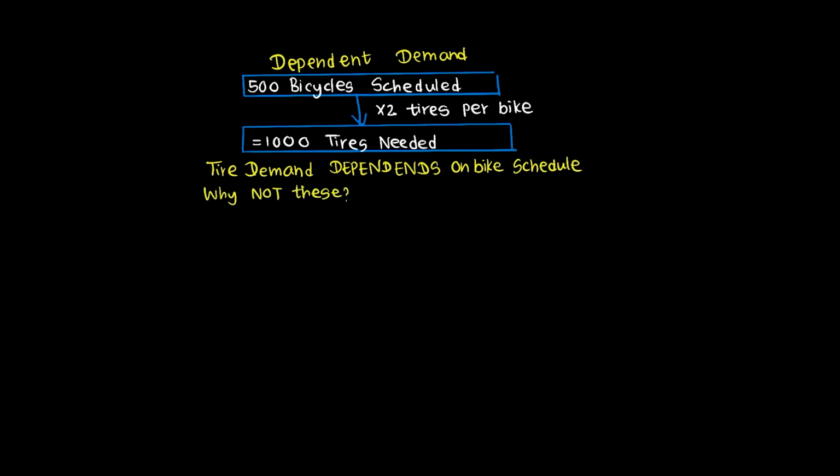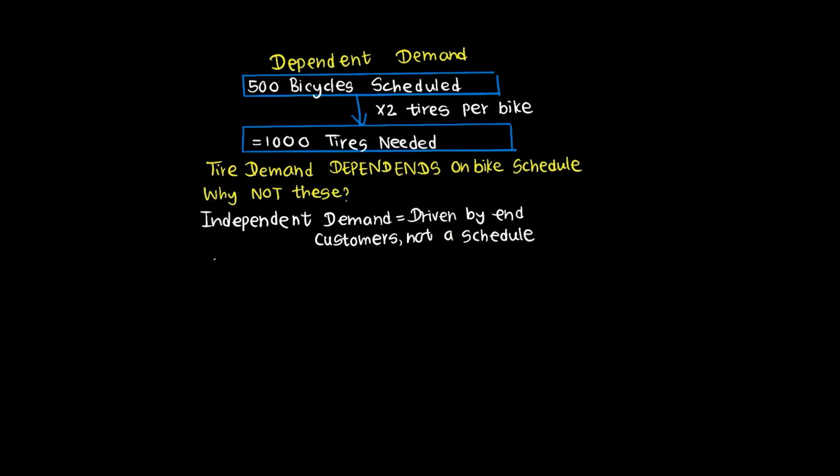That is dependent demand. Independent demand is driven by end customers and the external market. If a bike shop sells replacement tyres directly to cyclists, those tyres have independent demand. The shop does not know exactly how many customers will show up. But inside the factory, tyre demand is calculated from the bike production schedule.